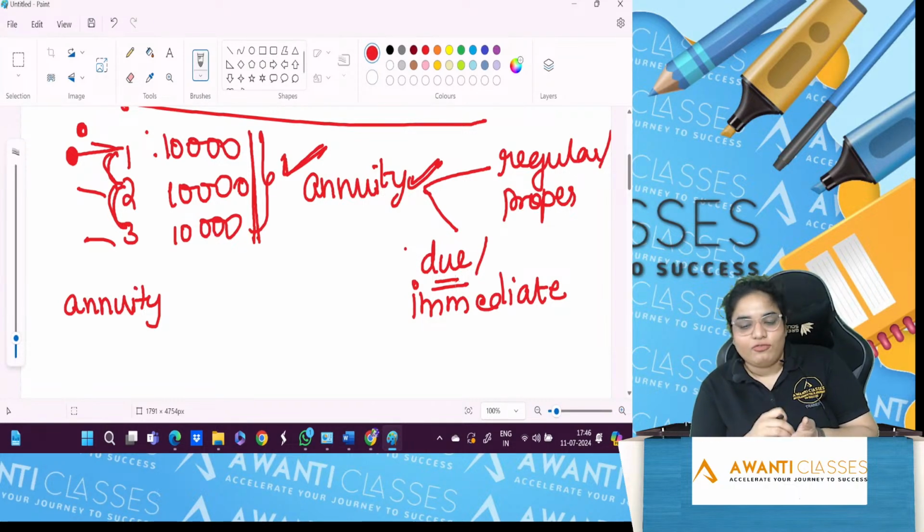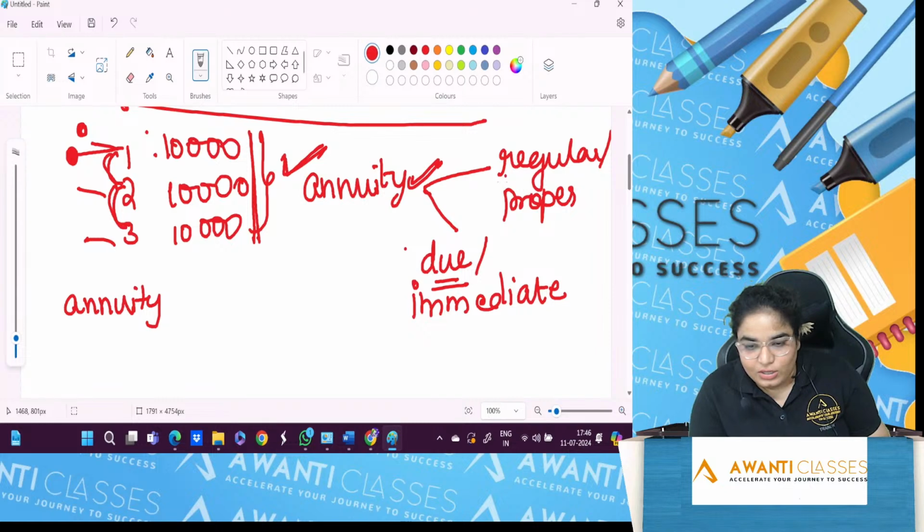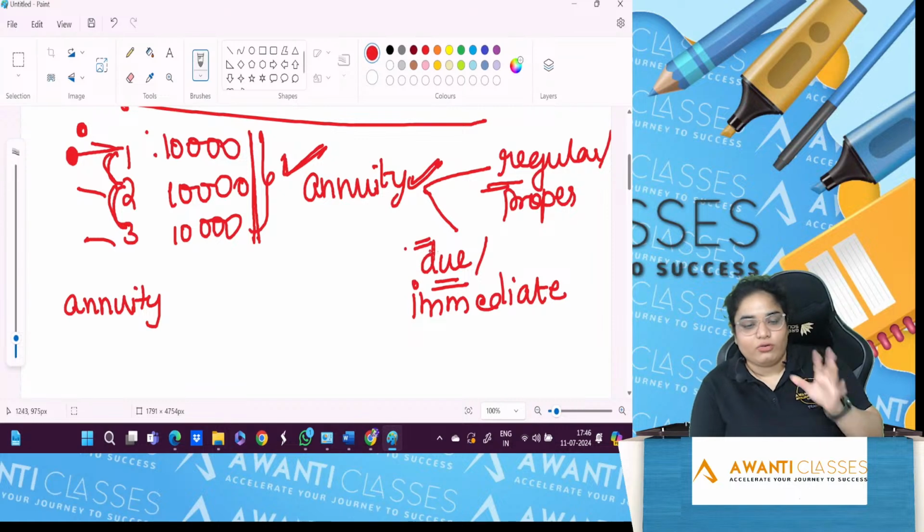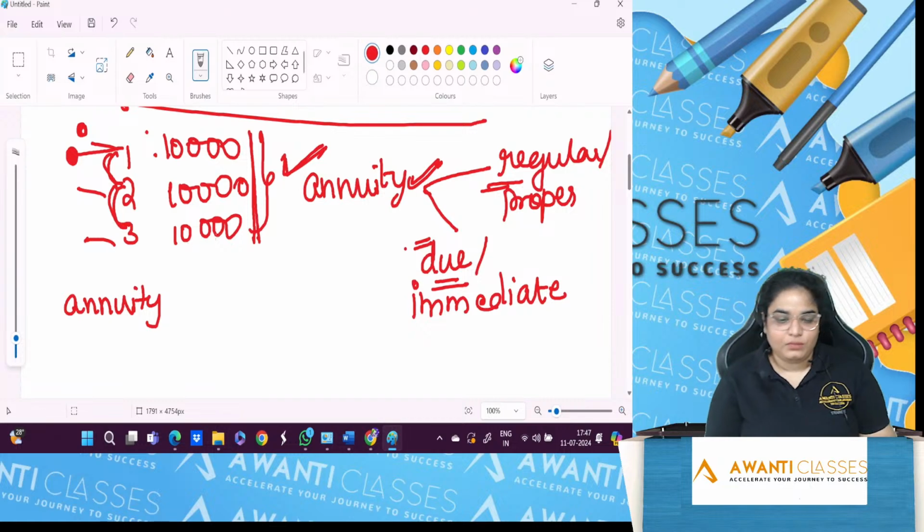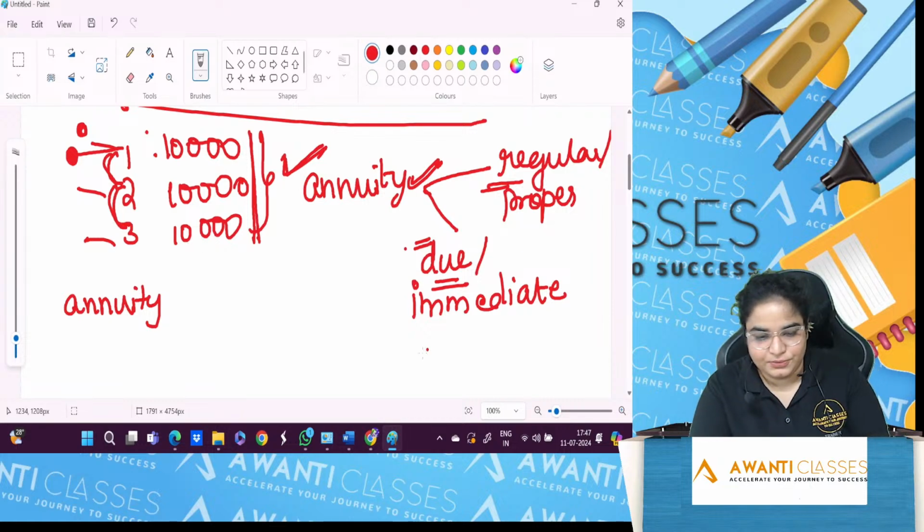Similarly, if you give some EMI at the ending of the month, that is called an annuity regular. So when it says regular, regular is ending of the month. Due is starting of the month. Or if it is yearly, then regular means ending of the year. Due is starting of the year. Okay? Cool. Very nice.